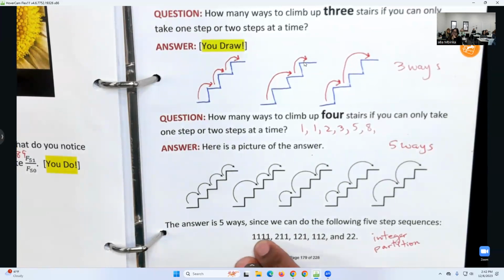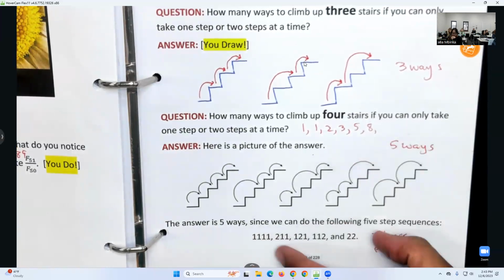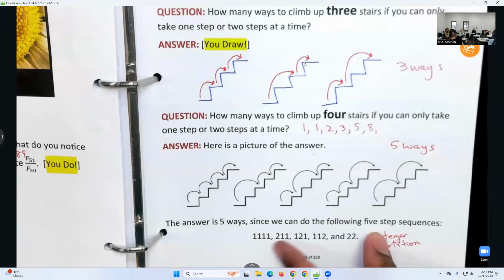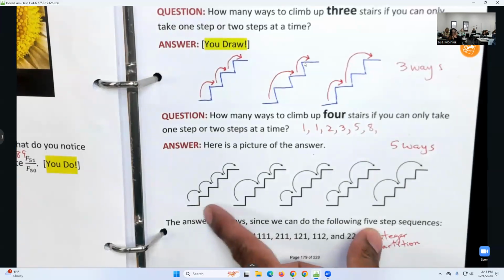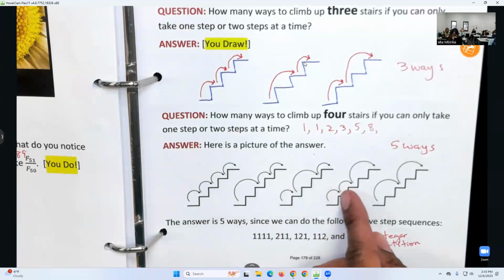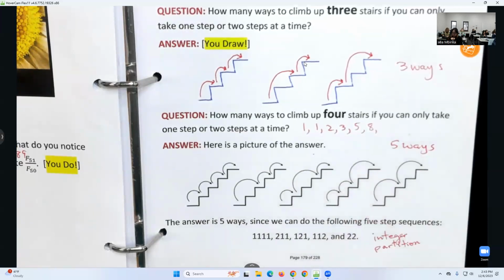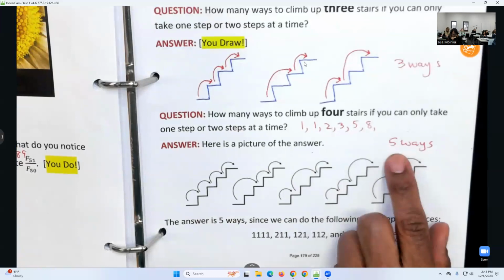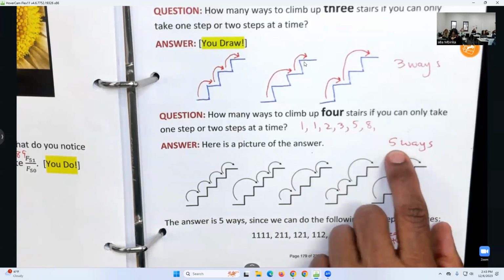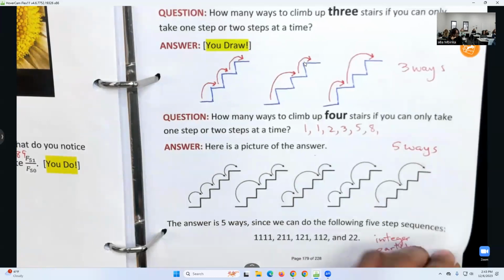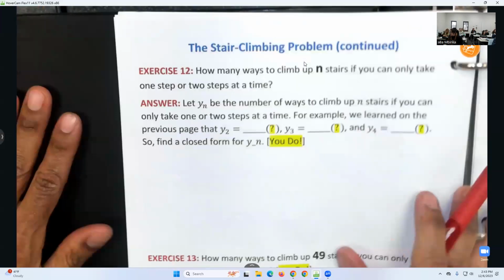But it turns out that the number of ways is a Fibonacci number, because counting the integer partitions of the number 4 is the same as counting the ways to get up 4 stairs when you can take single or double jumps. And the answer is the 5th Fibonacci number is the number of ways to get up 4 stairs. So let's exploit this in the next part where we have an exercise.